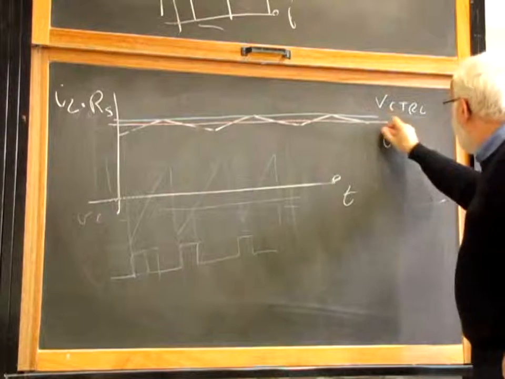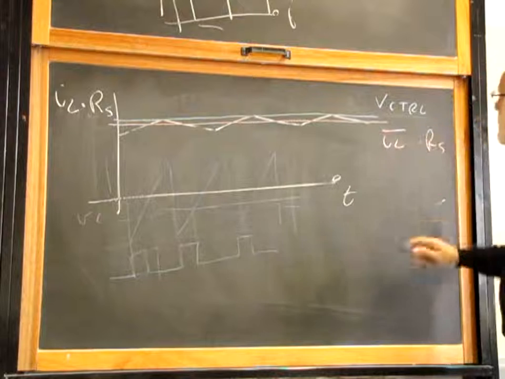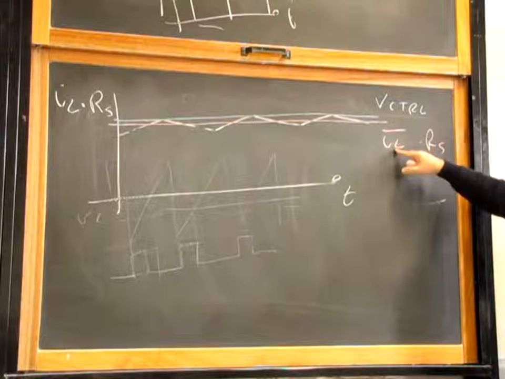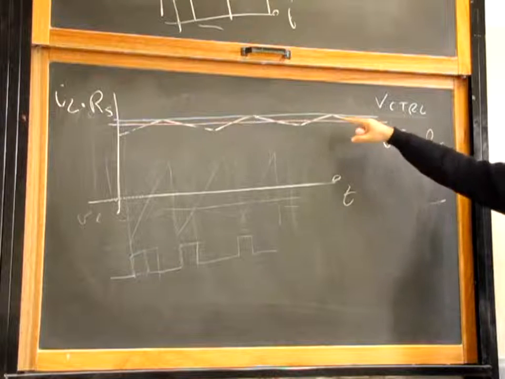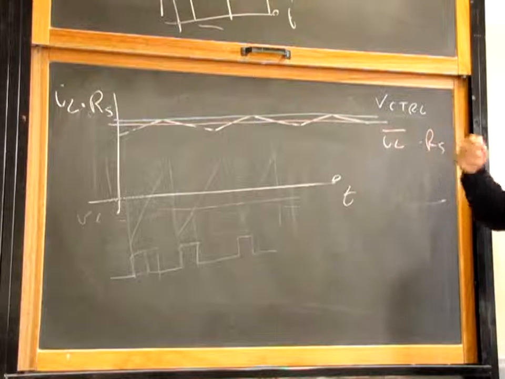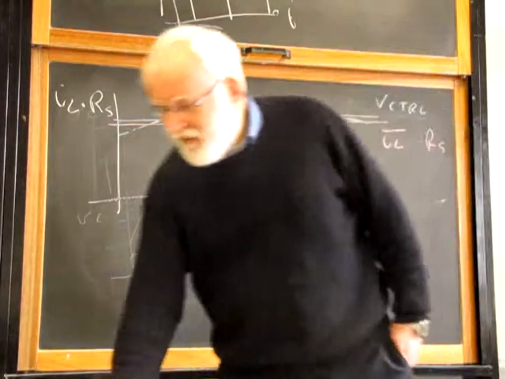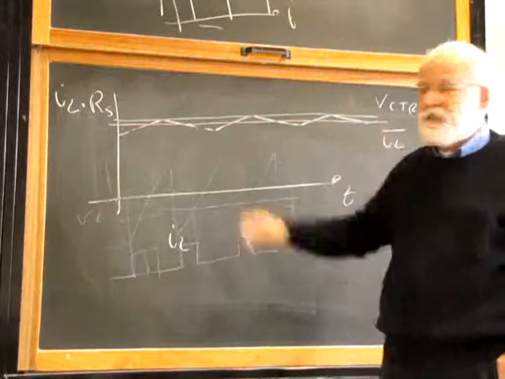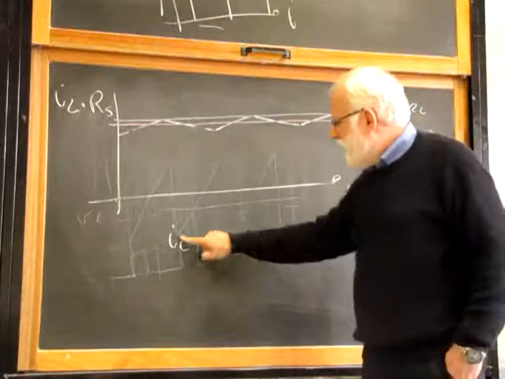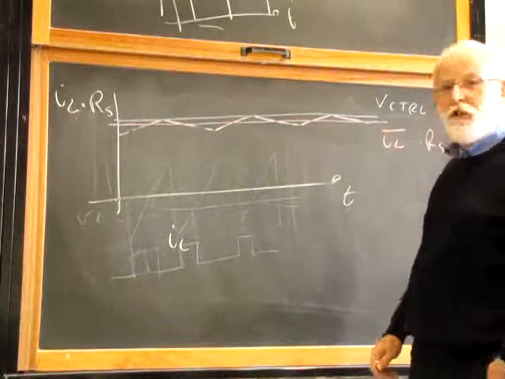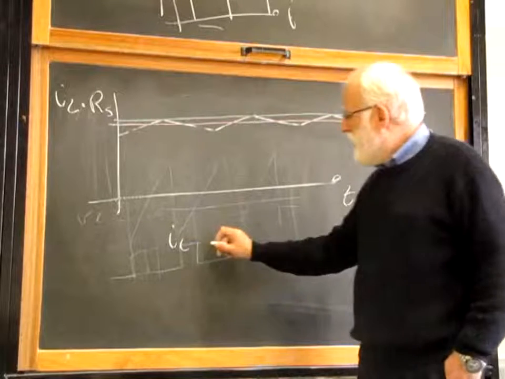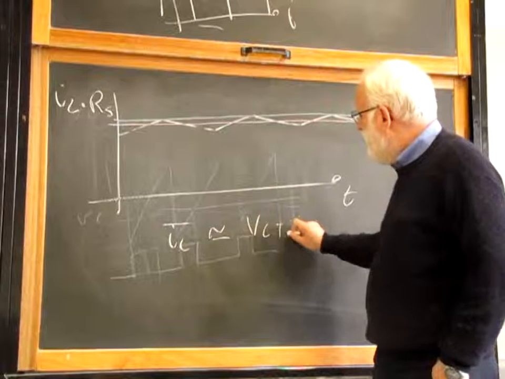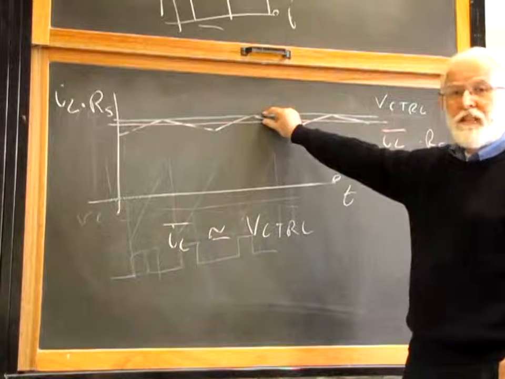This is IL, range expansion S. And you see that V control and IL average potential S are not the same, but they are not far apart. So I can say that IL, that's an approximation. We will discuss this approximation a little later to check if it is a good approximation or a lousy one. IL average is almost equal to V control, if we assume that this difference is negligible.